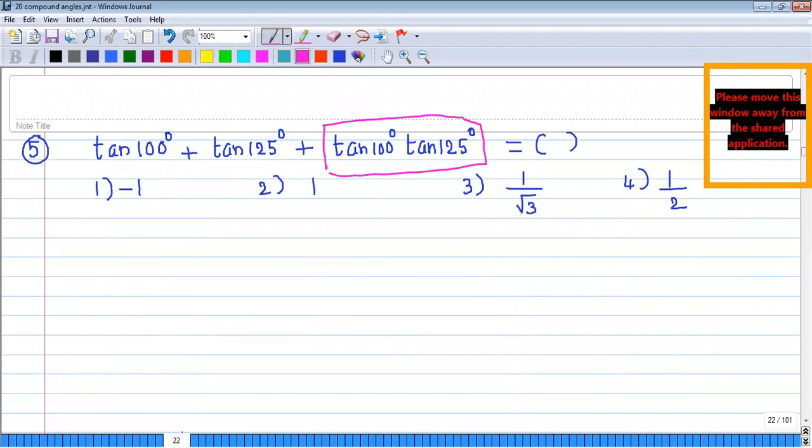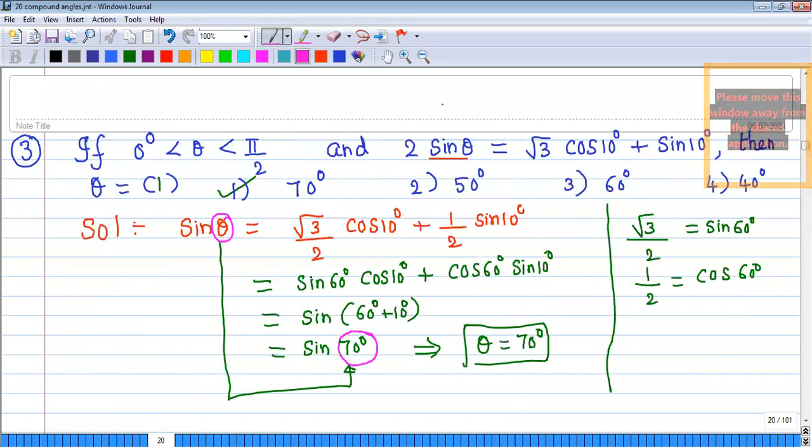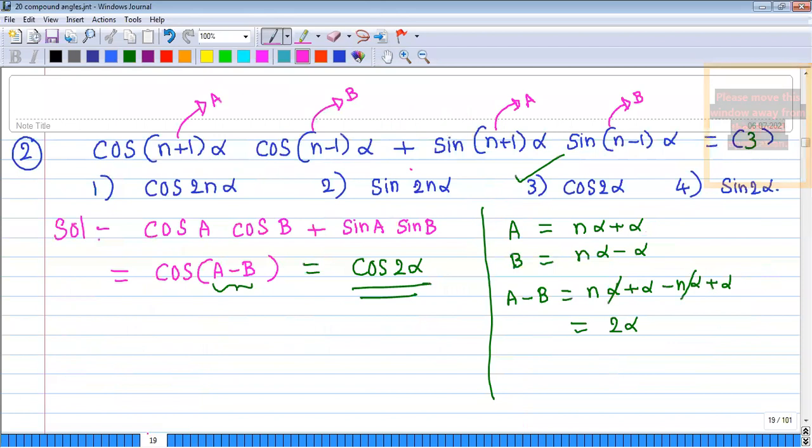Sir, answers show 19th page, 20th page, sir. This is 20, this is 19.